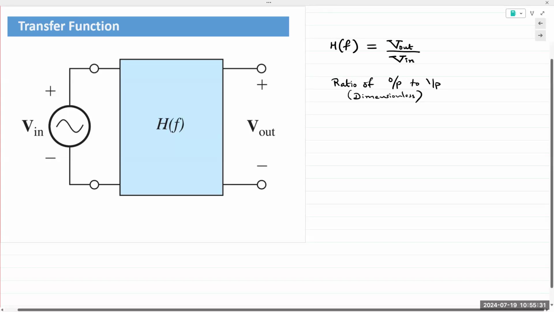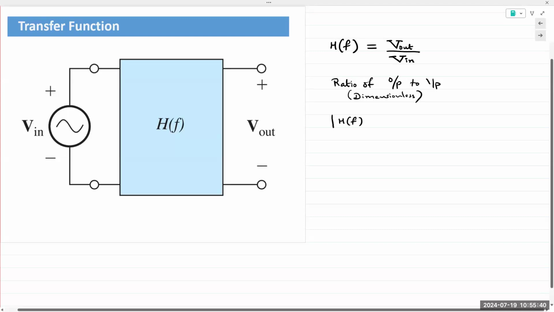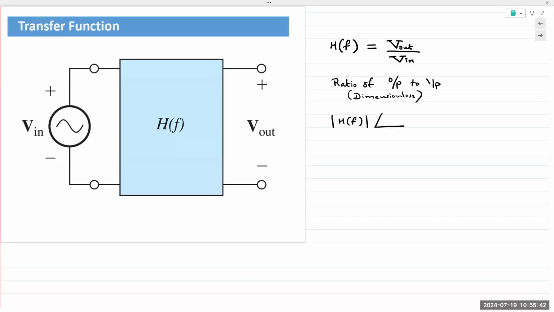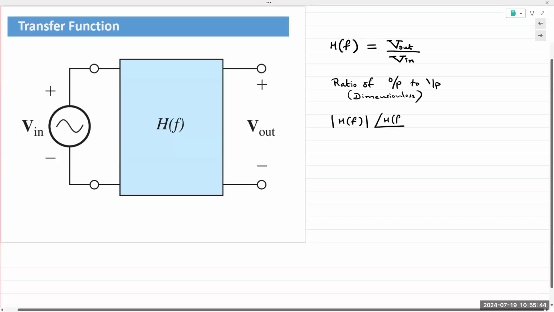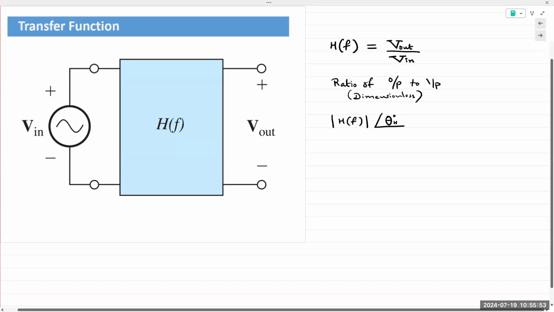But because it is a ratio of two phasors, two complex quantities, it has magnitude and it has phase, or theta of H. Okay, it has magnitude and it has phase.